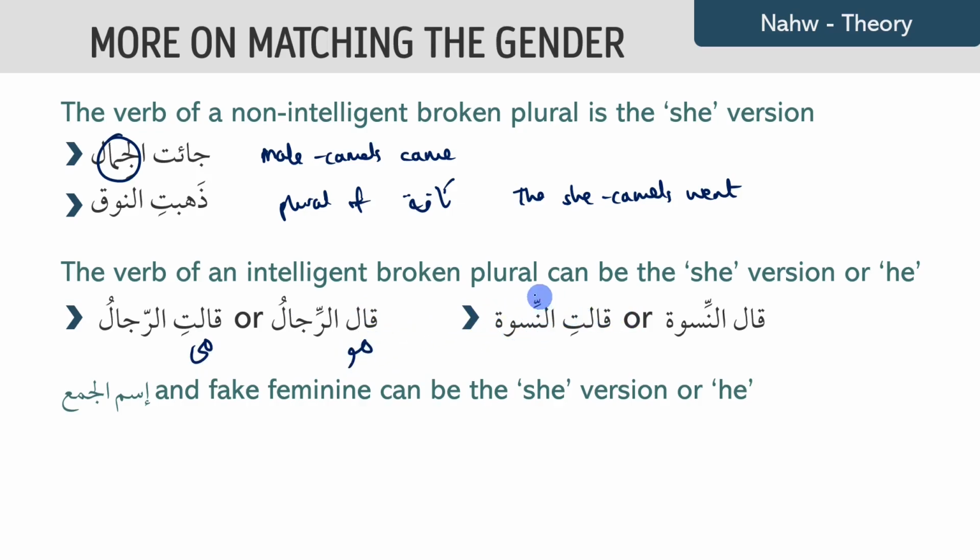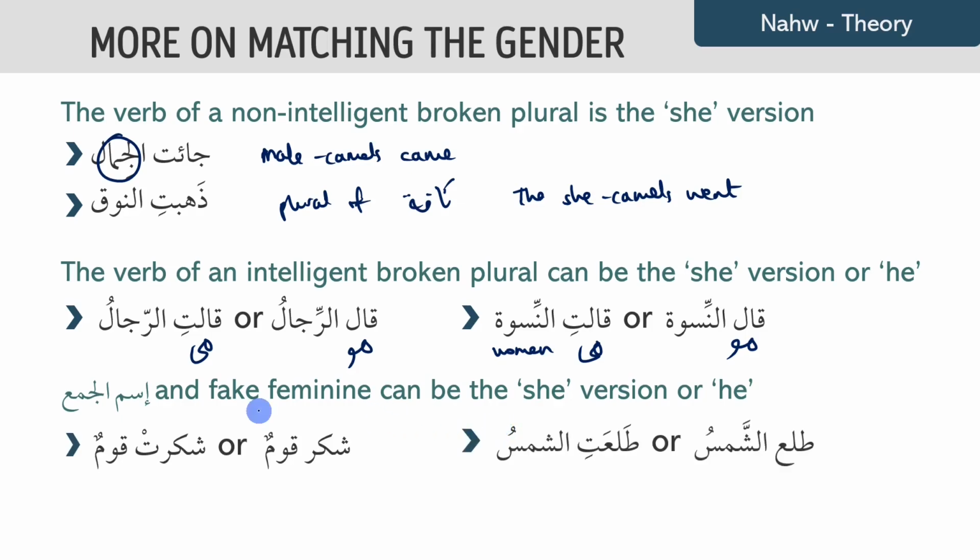And if we look at the word an-niswa, which is woman, you can likewise say qalat or qala. And as for the ismul jama and the fake feminine words like body parts in pairs or words that are feminine because the Arab said so, so those are your mu'annath al-sama'i, you have a choice here as well. So you can say shakara qawmun, the people thanked, or you can say shakarat qawmun. So you have both options. And you can also say, for the fake feminine words, tala'ati shams, the sun rose, or you can say tala'a shams, which means the sun rose as well.